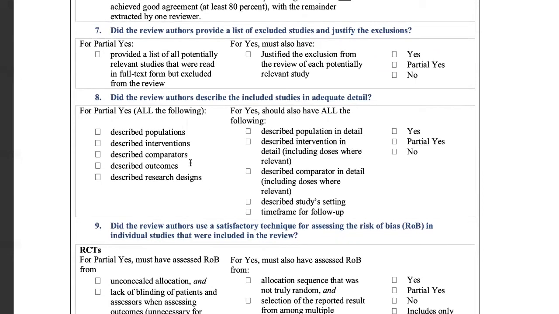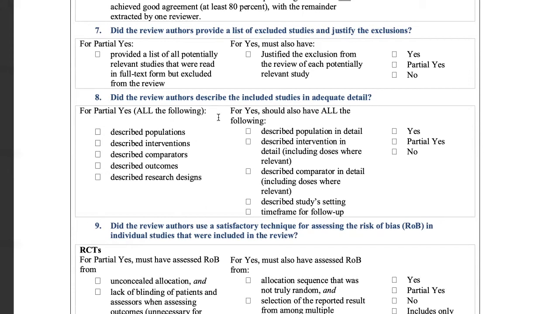And this information is not regarding the methods anymore. This is from the results. What was the information from the included studies? Okay, that's the difference between the first question and this question.